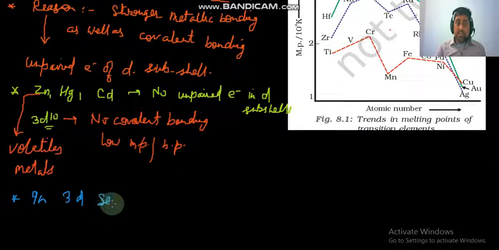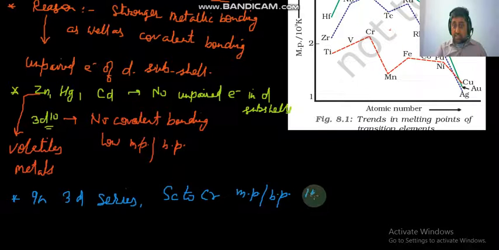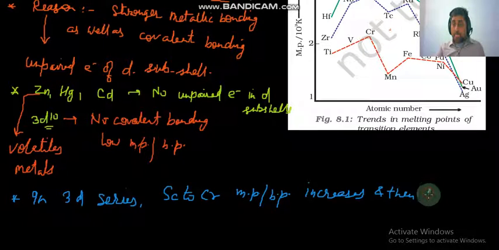In the 3d series, if you see scandium to chromium, the melting point and boiling point increases, and then manganese to zinc decreases.